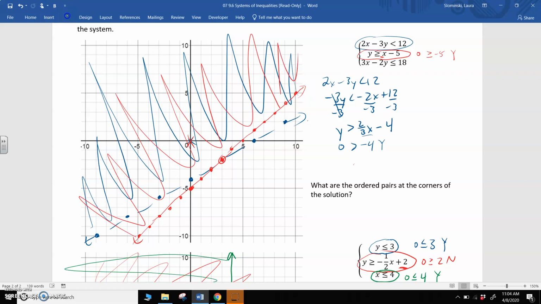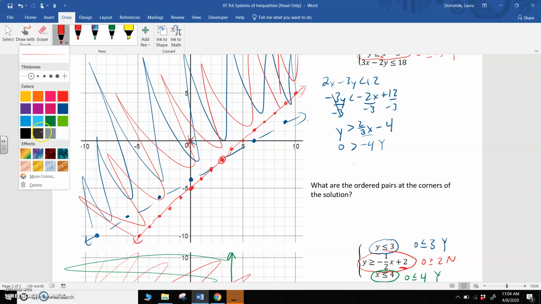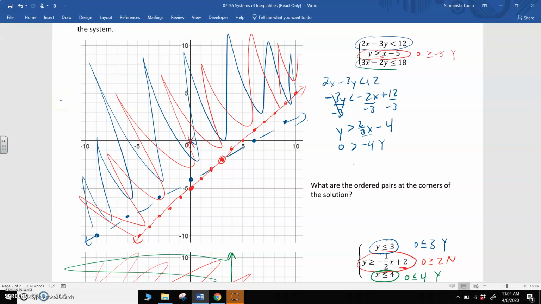Last but not least, I'm going to switch colors again here. Graph my third one in green, but that one once again is in standard form. So I'm going to subtract the 3x. I get -2y is less than or equal to -3x plus 18. Once again, I'm dividing all three pieces by -2. It's an inequality that I divided by a negative, so I need to flip my symbol. Y is greater than or equal to +3/2 x minus 9.